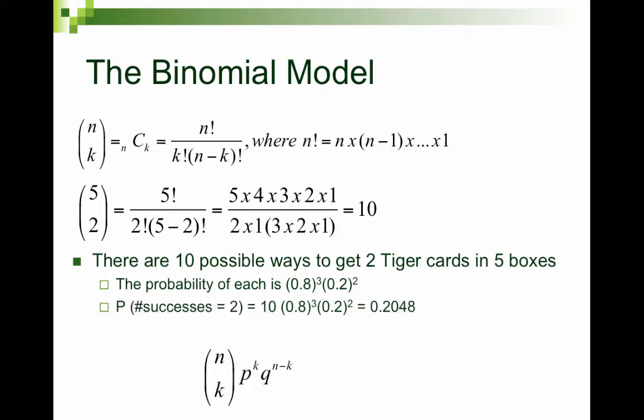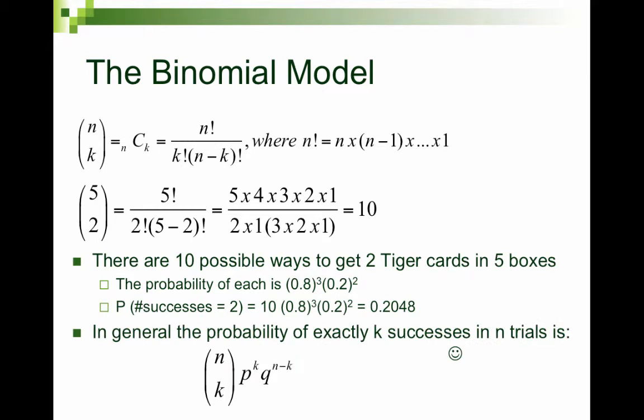Therefore, the probability of success being 2 would be equal to 10 times that probability, which ends up being 0.2084, or 20.48% of the time. In general, the probability of exactly k successes in n number of trials is given by that formula, where you have n choose k times p to the k, which is your probability of success to the number of successes, times q to the n minus k, which is the probability of failure to the number of failures.